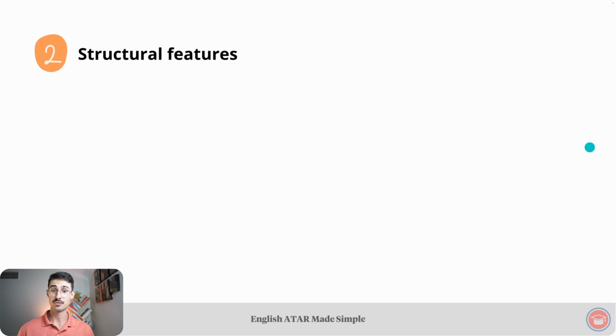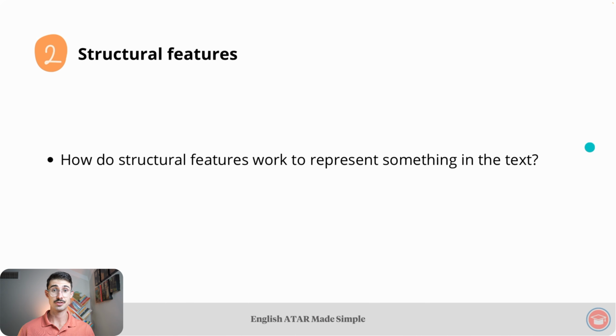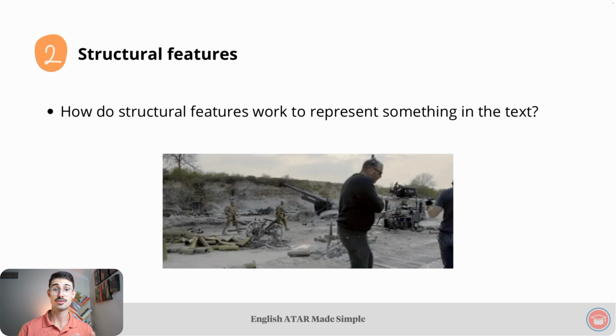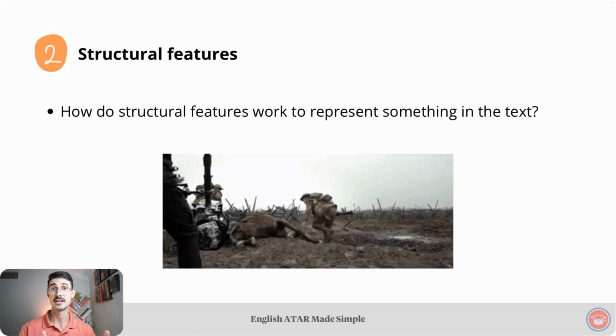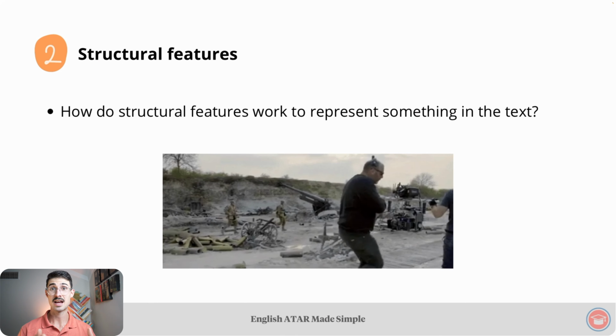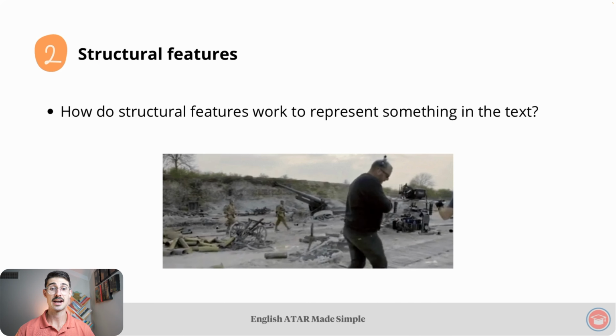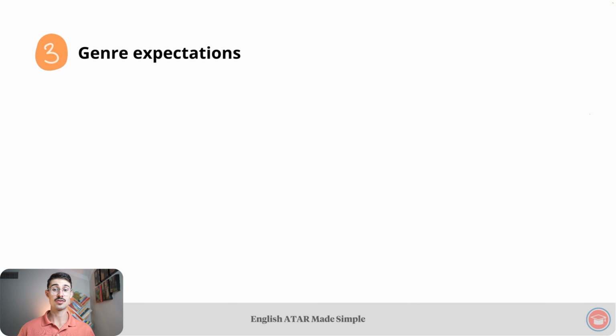How about structural features? Question to ask: how do structural features work to represent something in the text? Here's an example. The chronological structure of the movie 1917 represents a snapshot of World War I in a raw, unrelenting, and harrowing way. Finally, genre expectations.